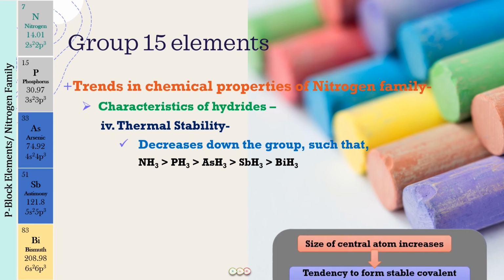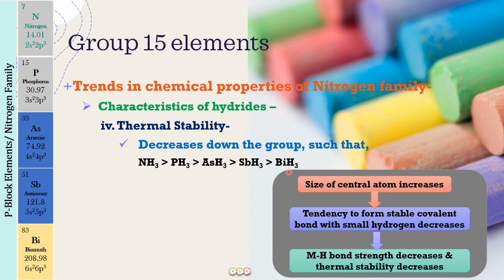Again, why, can you think of now? The size of the central atom increases down the group, and the tendency to form a stable covalent bond with a small hydrogen atom decreases. So a small atom is stable with a small atom. Otherwise, you can understand that in the case of nitrogen-hydrogen, the bond length is going to be small. In the case of bismuth hydride, because the size of bismuth is more, the bond length is going to be more. And that is what we have studied, that the bond strength for the small bond is going to be more. The bond strength of the bismuth-hydrogen bond is going to be less.